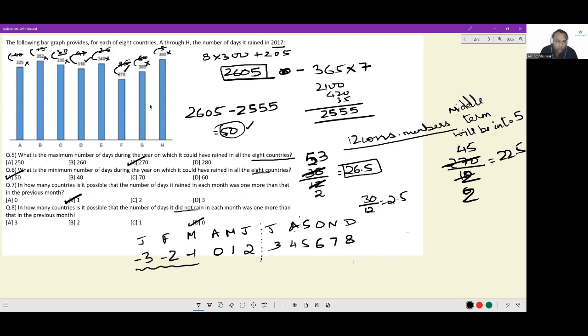Again, it looked like a bar chart question, but the bar chart here was simply to transmit information. It wasn't really a bar chart question. It was set theory. And then again, it was number manipulation. That will be all for this set.